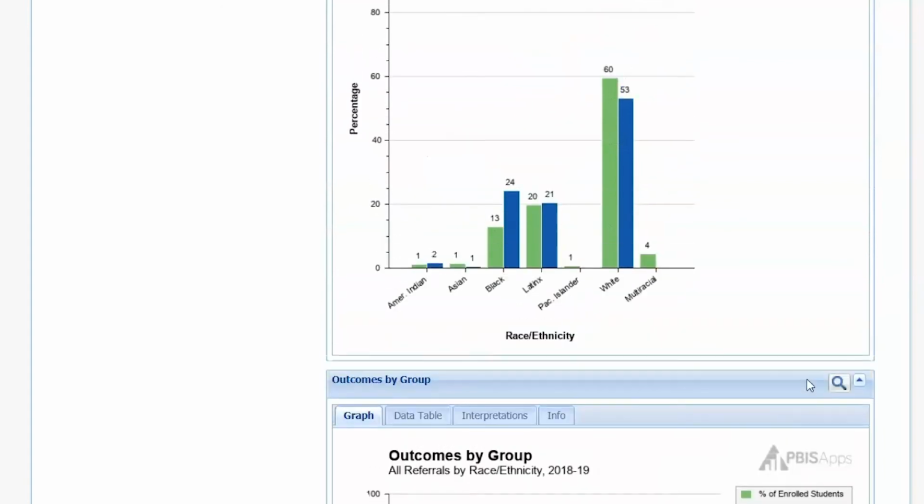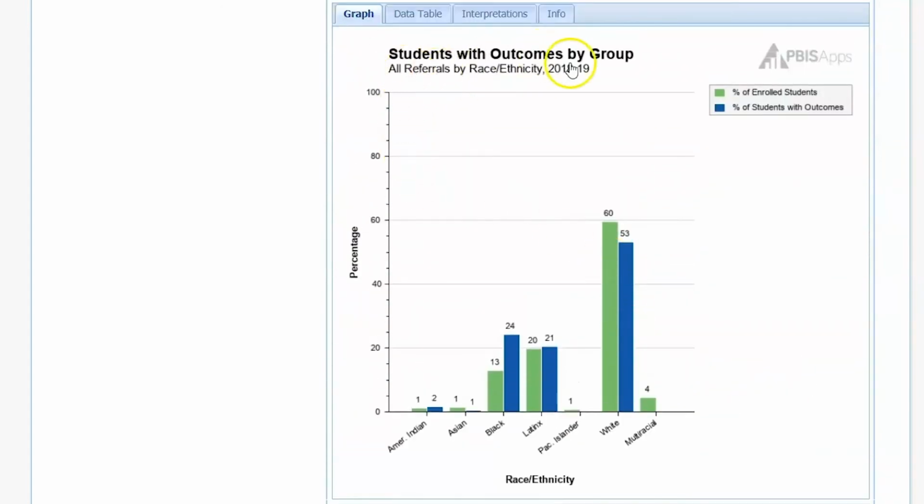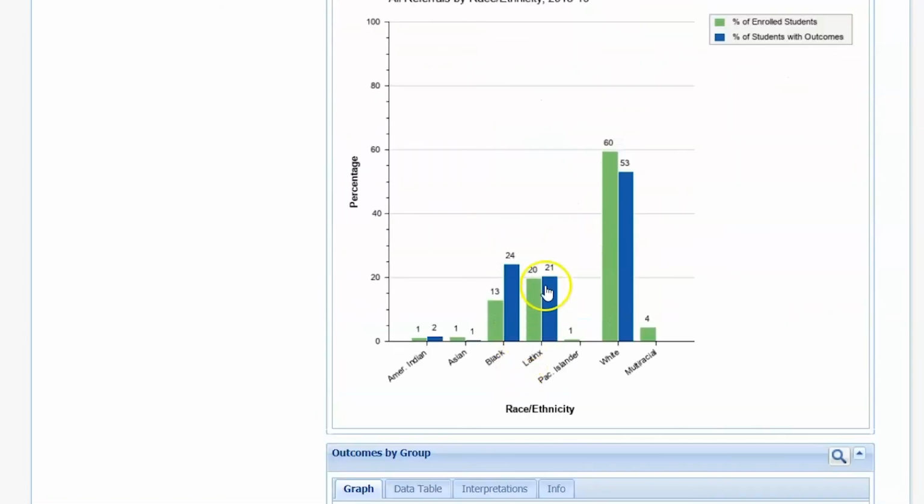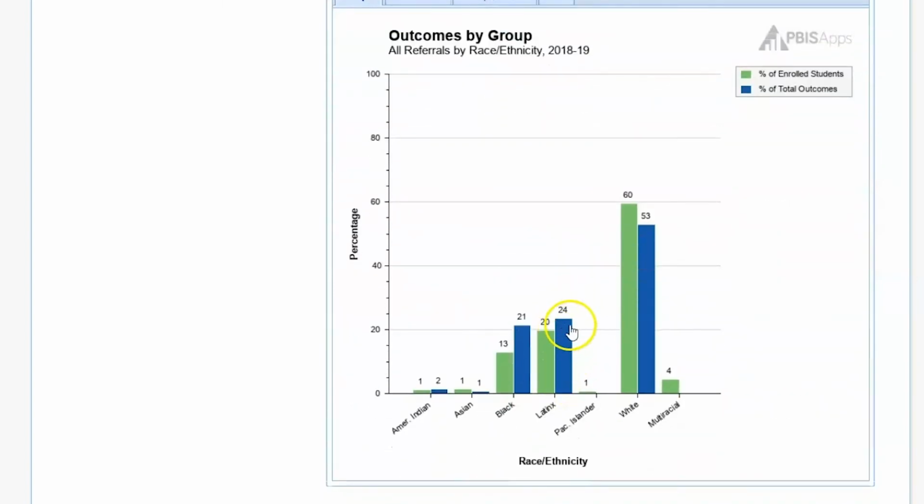And when we look at the previous graph, the students with Outcomes by Group, we recall that students who identify as Hispanic Latinx accounted for 21% of the group of students who had at least one referral. That means while our students who identify as Hispanic Latinx have an almost proportionate share of the students with referrals, because this 24% is larger than that 21%, our Hispanic Latinx students must be receiving more multiple referrals. They seem to have a higher likelihood of having been referred more than one time.